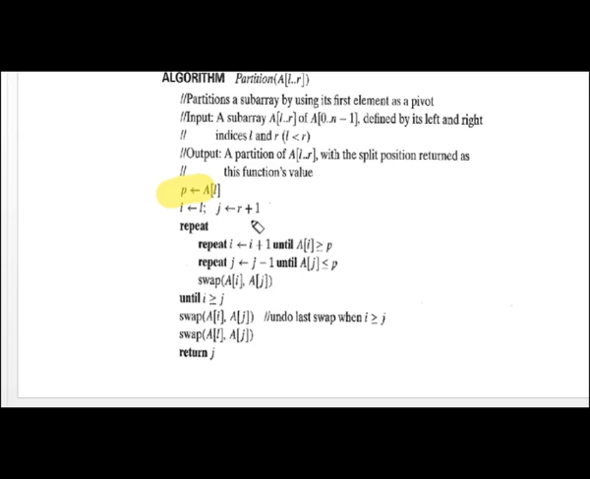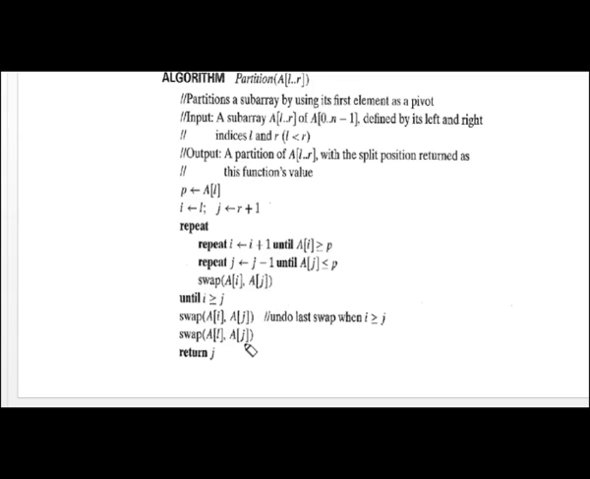According to the algorithm, we need to keep on incrementing i until we get an element greater than or equal to the pivot element. Similarly, we need to keep on decrementing j until we find an element smaller than or equal to the pivot. Once we have that, we can perform a swap. We keep doing this as long as i is less than j. But once i is greater than j, we have to perform a swap with the pivot element. So that's what our partition algorithm says.